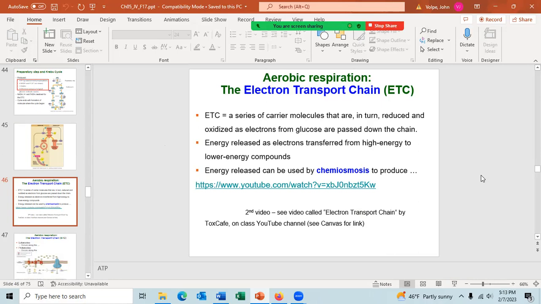So the electron transport chain is the third part of aerobic respiration. It's a series of carrier molecules that are in turn reduced and oxidized as electrons from glucose are passed down the chain of the molecules. They are really proteins in a membrane, and the electron is transferred from one protein to another in the membrane. And so they call it a chain of proteins in the membrane, and that's where the name electron transport chain comes from. The electron is transported through a chain of proteins in the membrane.